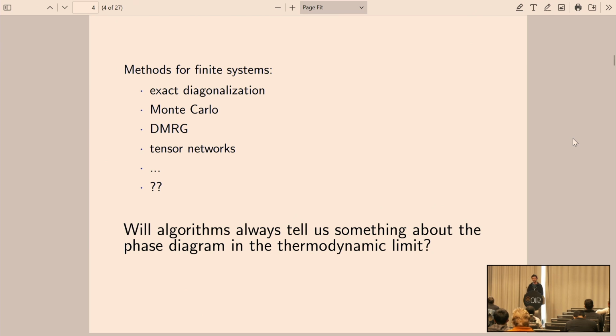But I don't think anybody expects that we should be able to exactly solve for all phase diagrams. So there are a number of methods, a number of algorithms that you can apply to finite-sized systems and get the phase on the finite-sized system. And then the hope is just that you can extrapolate these results through to the thermodynamic limit. And we would really like to know if this is a valid approach. Will these algorithms, or really any algorithm that you could think up, always tell us something about the phase diagram in the thermodynamic limit?